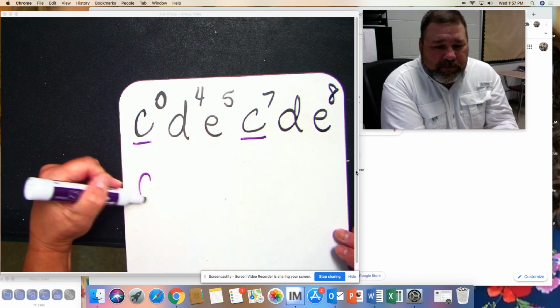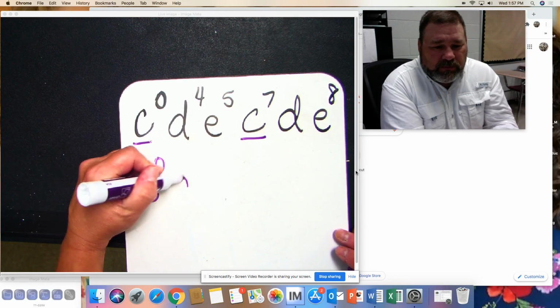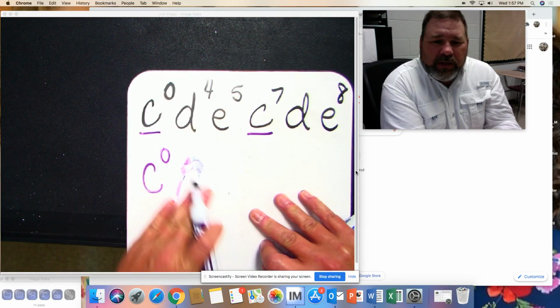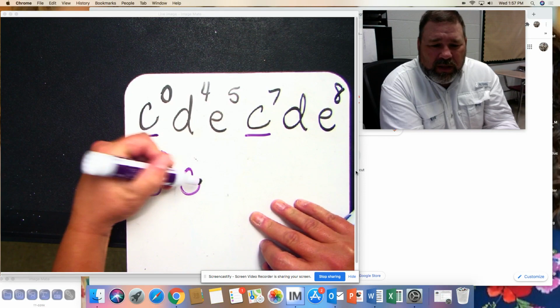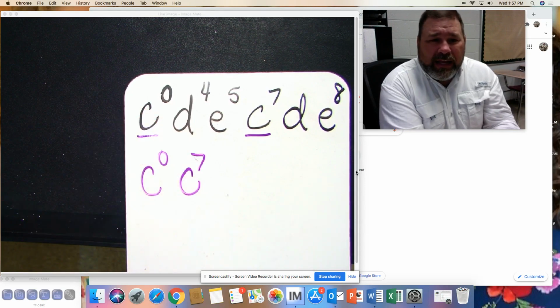So I'm going to rewrite this, and I'm going to put the C's beside each other, the D's together. Do you see what Miss Powell did right there with the underline? That is a great strategy for you in problem solving.